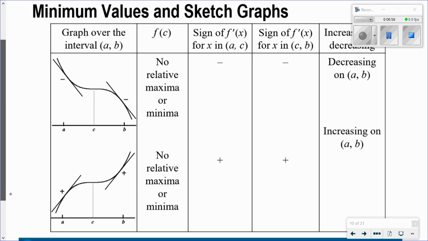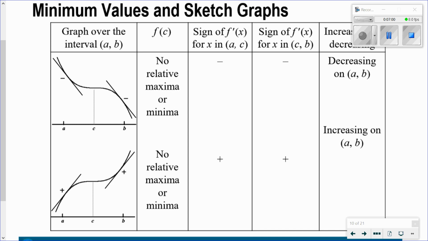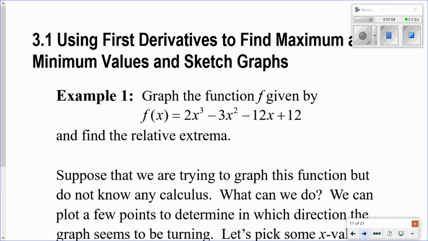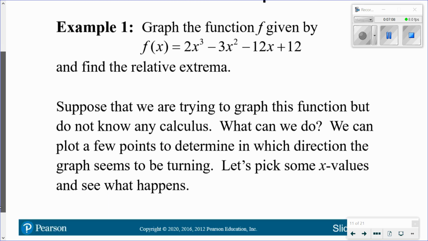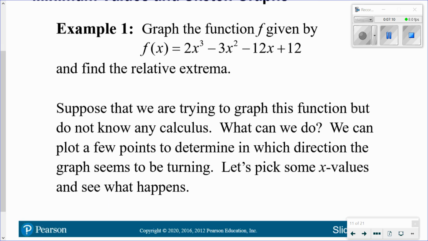And here's two examples of when we would have neither a min nor a max. So let's look at how this is going to work. We want to graph this function and find the relative extrema. Okay, so we could just try to plot some points, but we're going to use calculus to graph this. So the first thing we need to do is take a derivative.